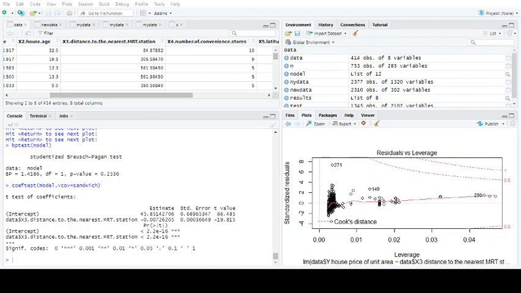So the libraries you'll need to use are lmtest and sandwich. I'm using the real estate data again. And the first model I'm going to show you is one that uses the Y of the house price per unit area and tries to predict it with house age.